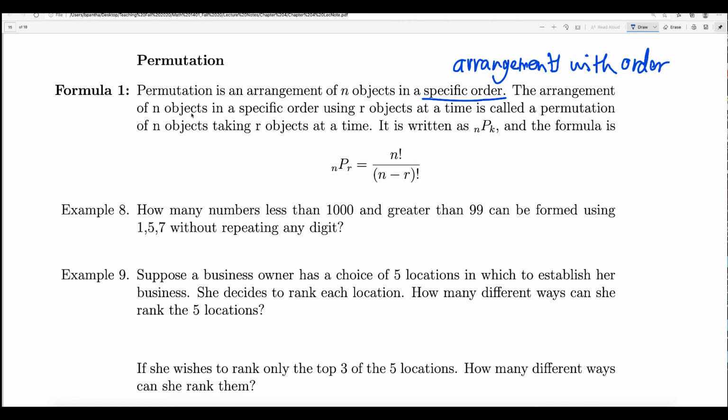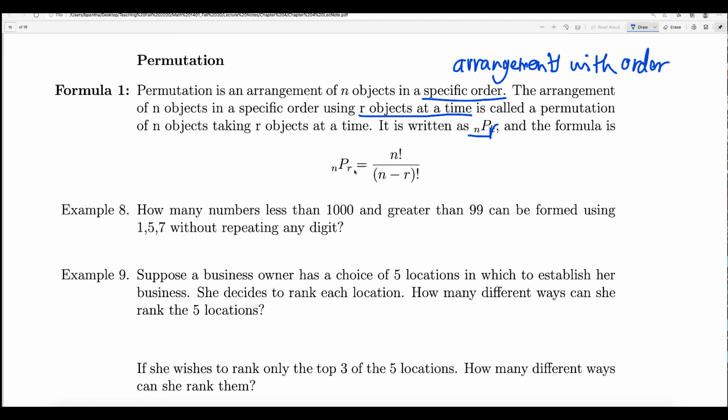The arrangement of n objects in a specific order using r objects at a time is called the permutation of n objects taking r objects at a time. The notation for permutation is nPr, and the formula is nPr equals n factorial over (n minus r) factorial. You guys know the meaning of factorial, okay?